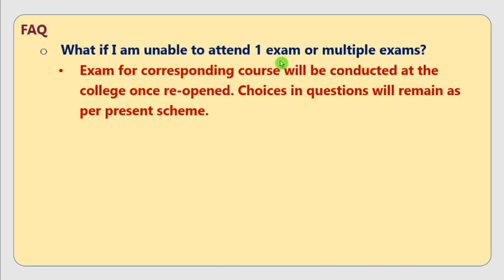What if I am unable to attend one exam or multiple exams? Say for example, you are unable to attend one examination for certain reasons, maybe a network error or some issues you had, so you could not attend. One exam or multiple exams doesn't matter. In all such situations, you will be given one more attempt, one more chance for writing the MSc when the college opens, and it is in the college. You will be given a booklet. It will be in the classroom. You will be writing the examination there. The choices you get now, the same way you get the choices in that examination also. Same scheme will be followed.